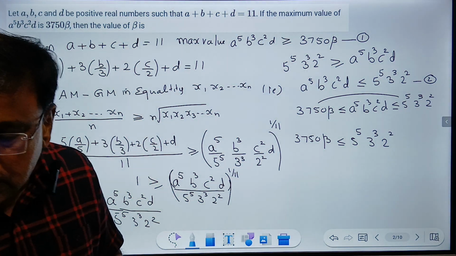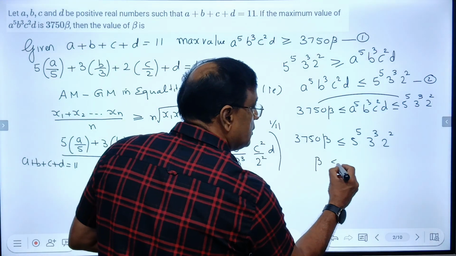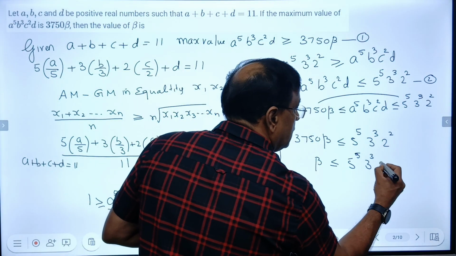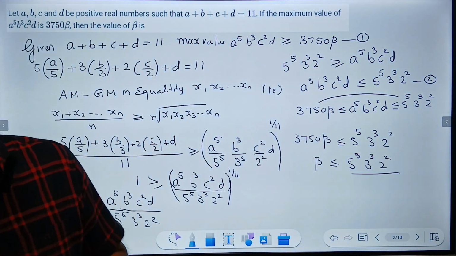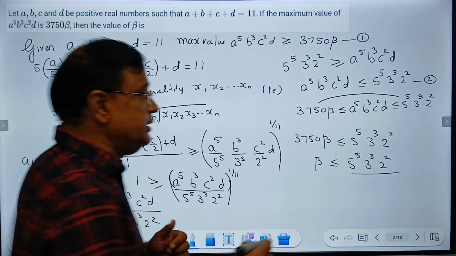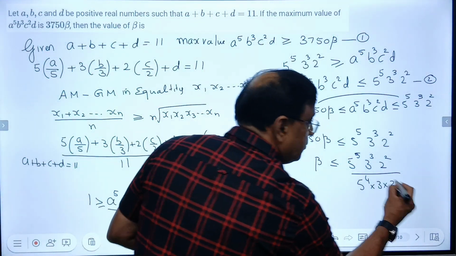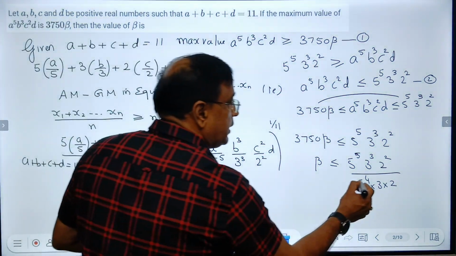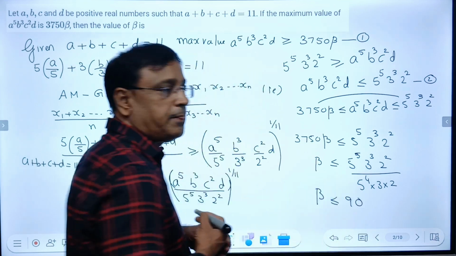It is nothing but, I think, beta less than or equal to 5 power 5, 3 cube, 2 square divided by, if I do factorization of 3750, which you can easily do, I am getting 5 power 4 into 3 into 2. So if I cancel all this, I get beta less than or equal to 90.